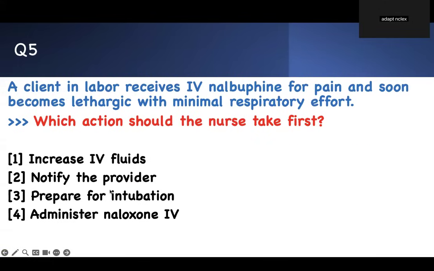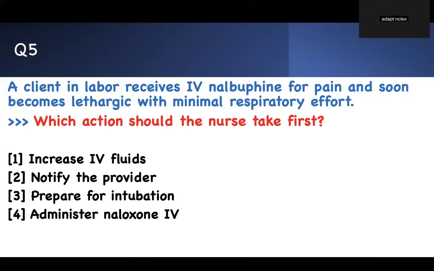Number 5, which action should the nurse take first? A client in labor receives IV Nalbuphine for pain and soon becomes lethargic with minimal respiratory effort. The way NCLEX asks you questions, they give you the medication and the reason why we're using it so that you don't have to memorize it. Or they give you the medication and you have to figure out why it's being used. Or they give you the medication and want you to figure out the major side effect.